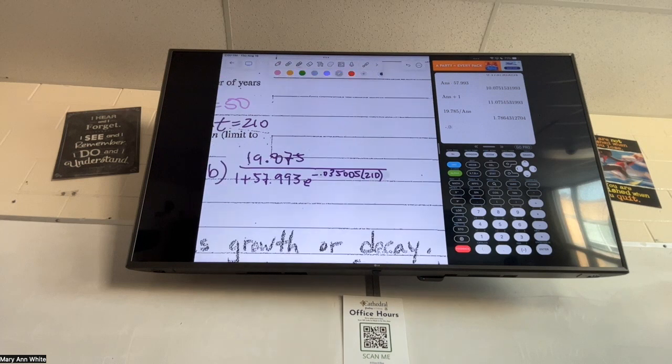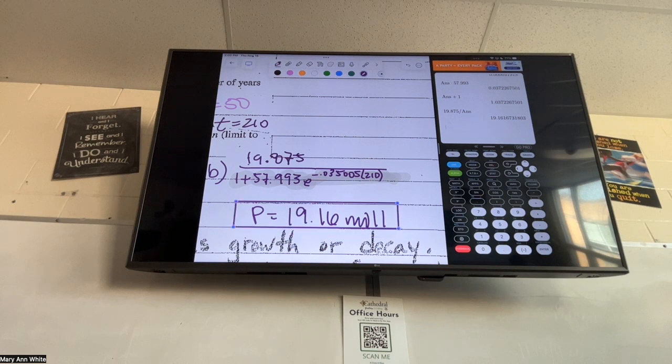Again, I'm going to do my exponent. I do E raised to that number. 57.93 times that number. 1 plus that. So that's my denominator. So 19.875 divided by that. Again, make sure that you get the same answer that I get. This time I got 19.16 million.